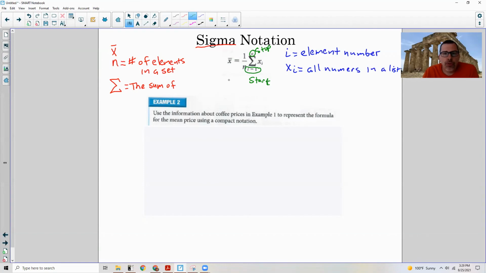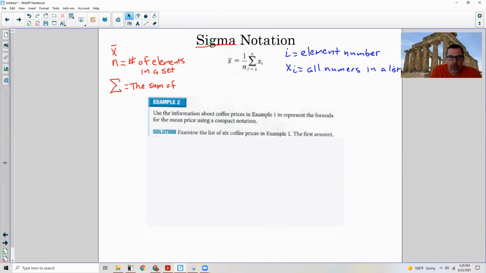Okay, so example 2, now let's put this to work. Example 2 says use the information about coffee prices in example 1 to represent the formula for the mean price using a compact notation. So this is the compact notation here. So we want our problem to look like this. So that's all we're doing, we're putting this together.